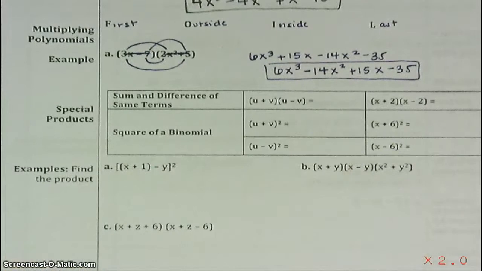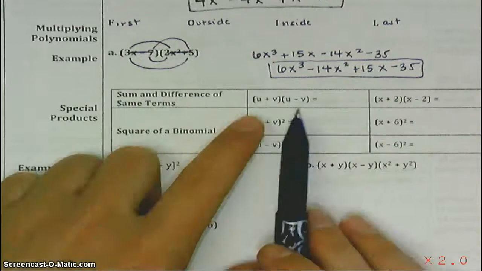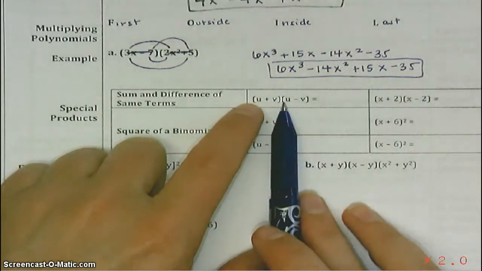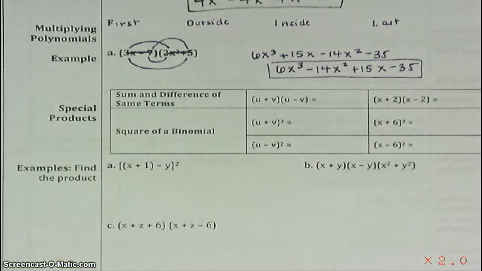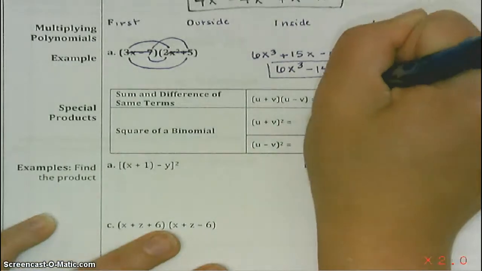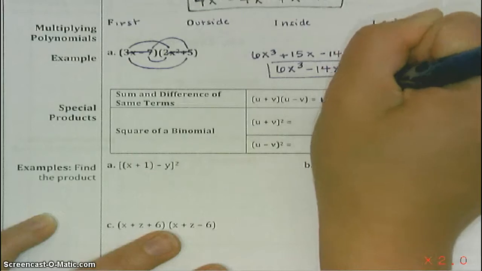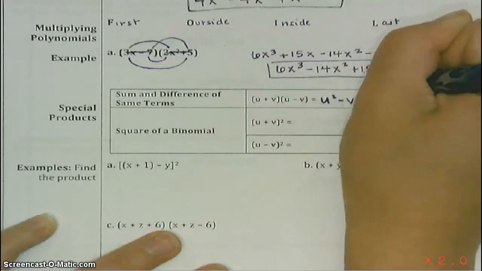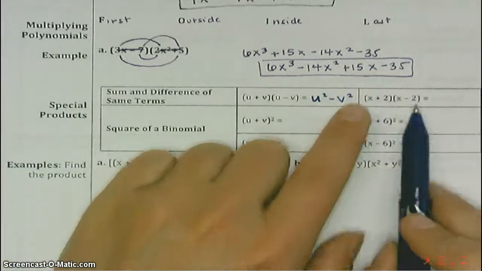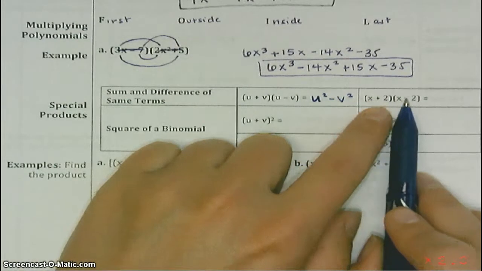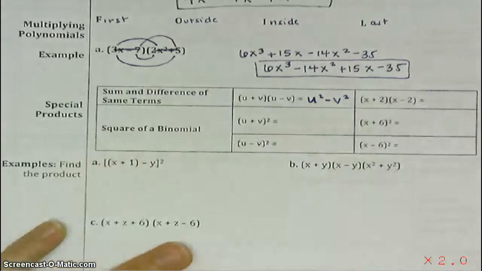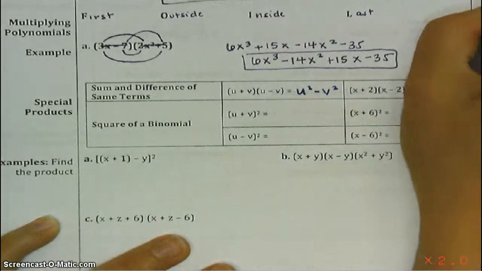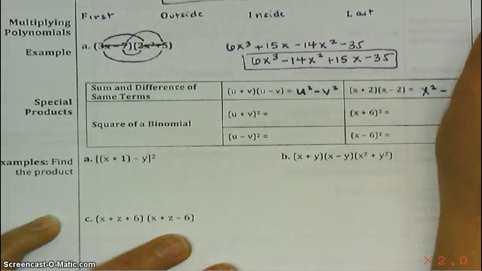All right, so some special products, so some special foiling. Anytime we have the same terms with opposite signs, so here the U's are the same, the V's are the same, we have a different symbol on the inside. When you FOIL that out, you will always get the first term squared, so it'll be U squared minus V squared. So you can check this one out. Here we have X and X, which are the same, 2 and 2, which are also the same. But we have an opposite sign in the middle, so when you FOIL them out, you're just going to get the first term squared, which is x squared, minus the second term squared, which will be 4.